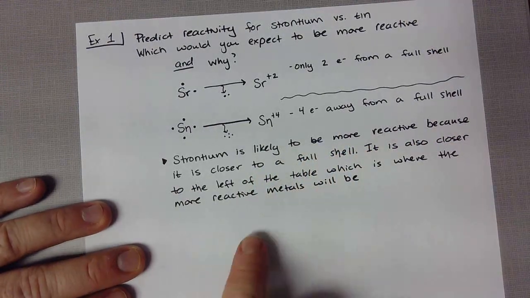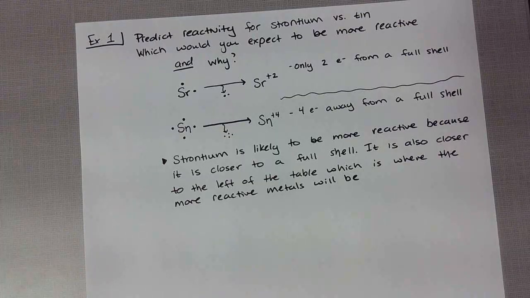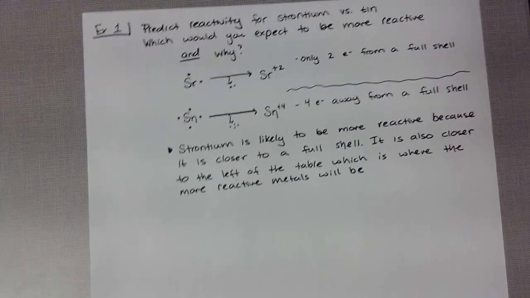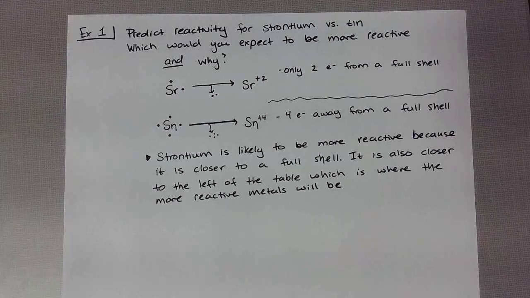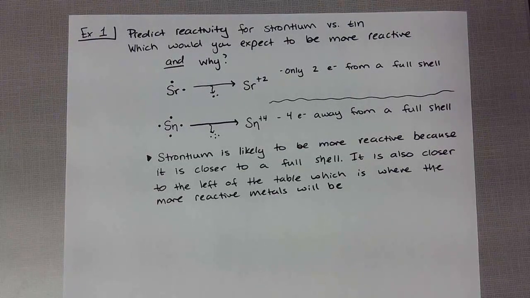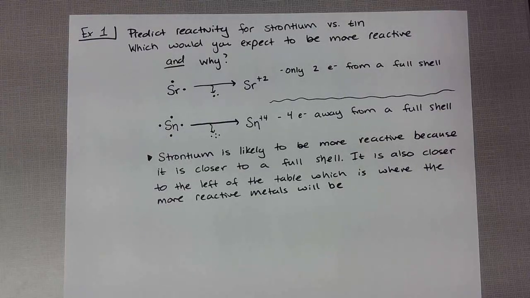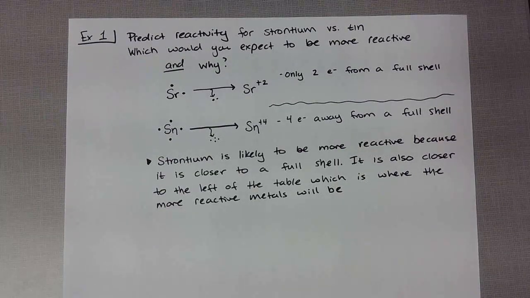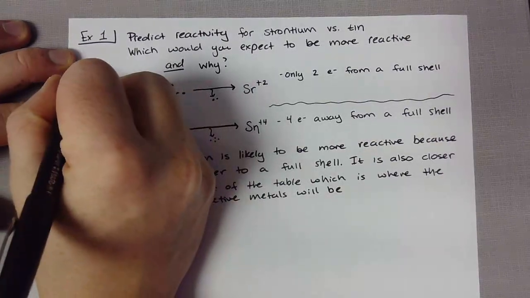Notice I said metals. This reactivity trend is only for the metals. If we were looking at non-metals, we would see some things be reversed here. All right, so that's example 1. We can follow rules and predict reactivity, and we can explain why a little bit. Now, example 1, we were looking at 2 elements in the same row.